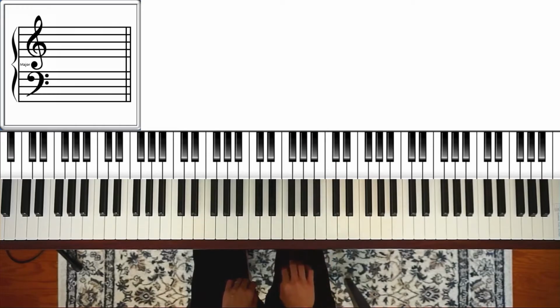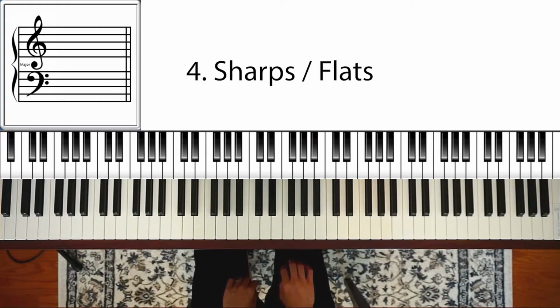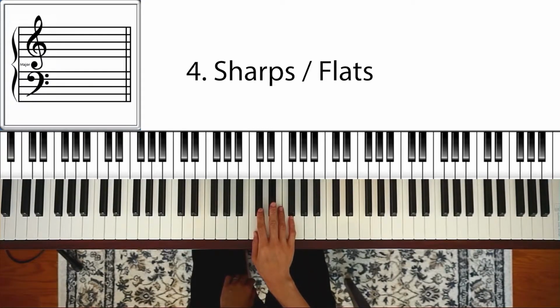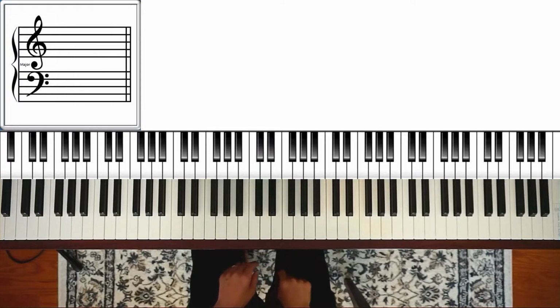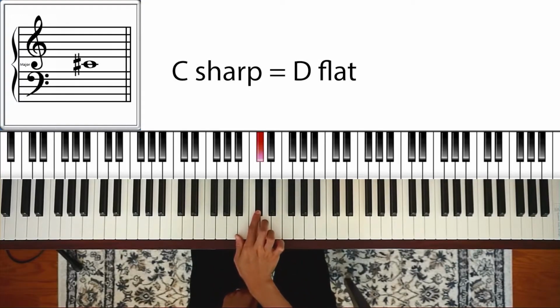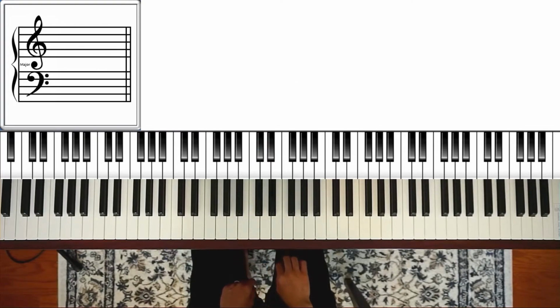Now let's look at the black keys. The black keys are identified as sharps or flats of the white keys before or after them. Sharp means the note is higher, and flat means the note is lower. So the black key to the right of C is called C sharp because it's higher than C. But it can also be called D flat because it's lower than D. We will talk more about that in later videos.